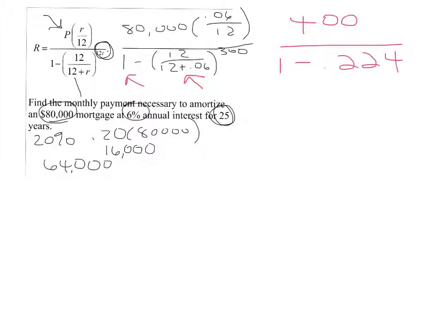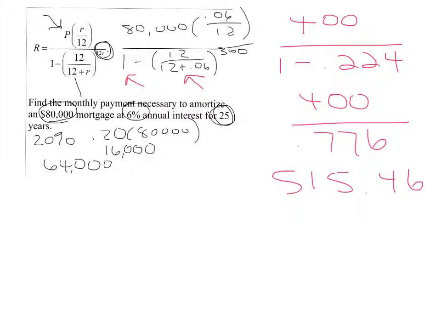So now I have the top of 400 and the bottom of 1 minus 0.224. I need to put the 1 minus 0.224 in my calculator and get 0.776. So 400 divided by 0.776 is roughly 515.46. It's money, so make sure you're rounding to the hundredths place, which is money.